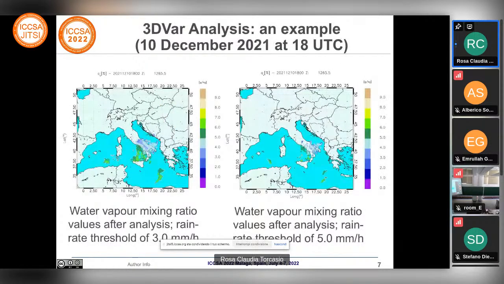Here we can see an example of analysis on 2 rain rate thresholds, the 3 millimeter threshold we chose, and another threshold that is the 5 millimeter per hour threshold. We chose the 3 millimeter threshold because it has a wider correction, as you can see also from this example, and is in better agreement with the observations too.